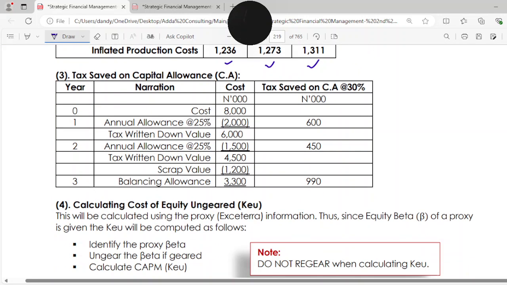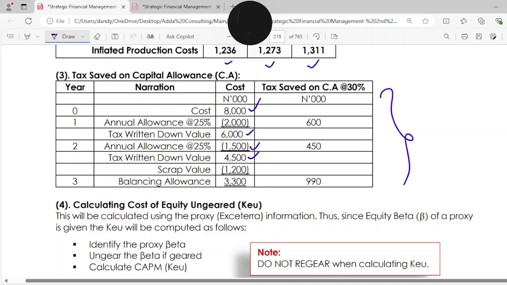To calculate the tax saved on capital allowance, you're already familiar with this format. Because it's on a reducing balance basis, the initial cost of the asset is 8 million naira. Then, of course, the annual allowance rate is 25% on a reducing balance basis. So 25% on 8 million naira will give us 2,000. The difference between 2,000 and 8,000 is 6,000. So that 6,000 is the tax written down value at the end of year one. I will then move to year two. 25% on 6 million will give me 1,500. The difference is a tax written down value of 4,500 at the end of year two.